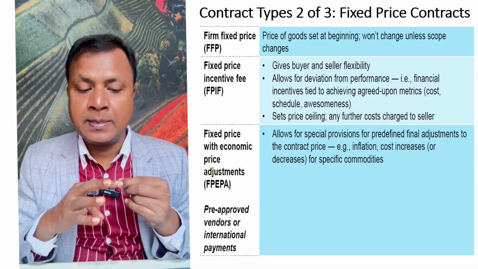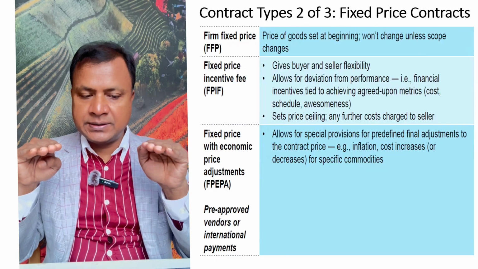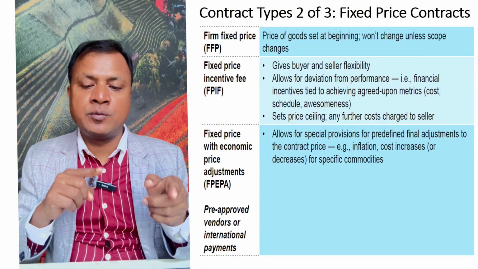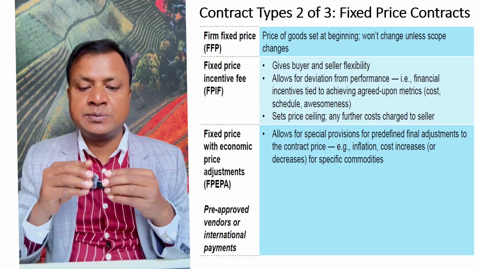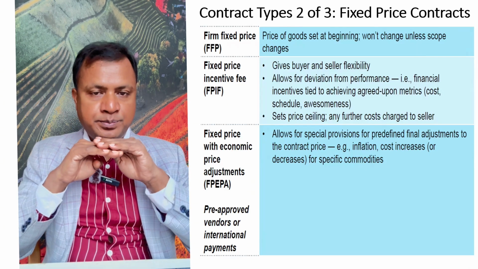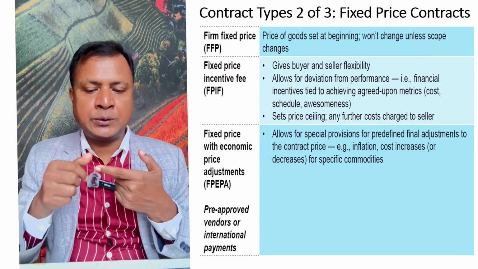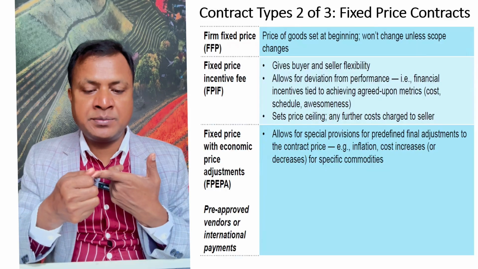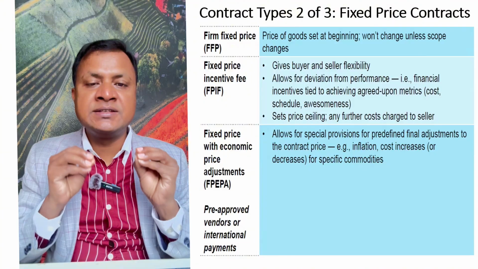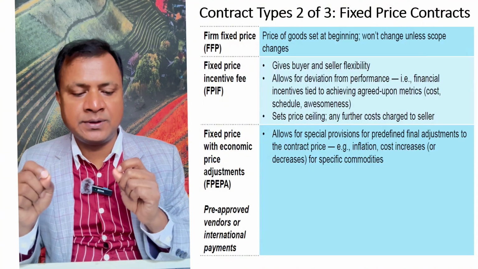Fixed price incentive fee, FPIF. It gives buyer and seller flexibility. Price is fixed and incentives also will be fixed. Allows for deviation from performance, that is financial incentives tied to achieving agreed upon metrics: cost, schedule, and quality. So there will be a fixed price, but if the seller can maintain the cost, quality, schedule, everything is fine, then they will be given the incentive in a certain percentage. That's called fixed price incentive fee.